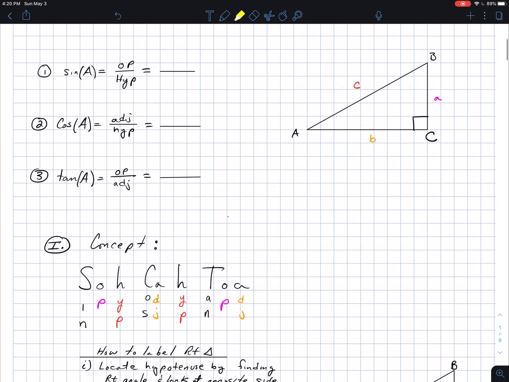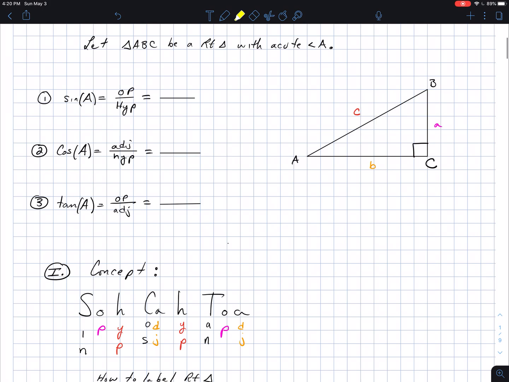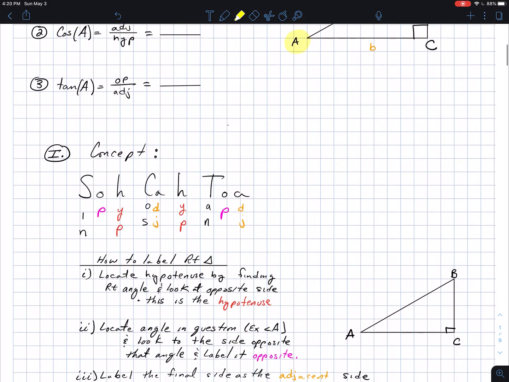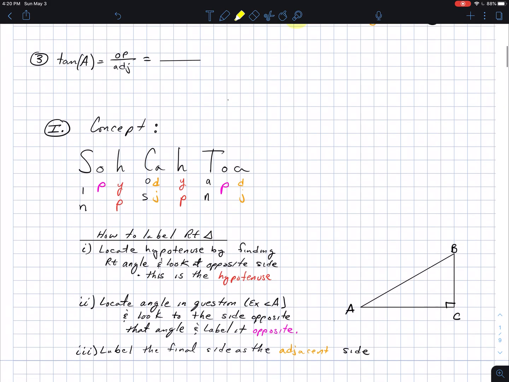So when we look at this example now, we have let triangle ABC be a right triangle with acute angle A. So we're focused on this angle here, A. Now what we want to do is look at the sides that are relative to the angle. Before we do this, let me just go through a bit and show you how to work SOHCAHTOA.